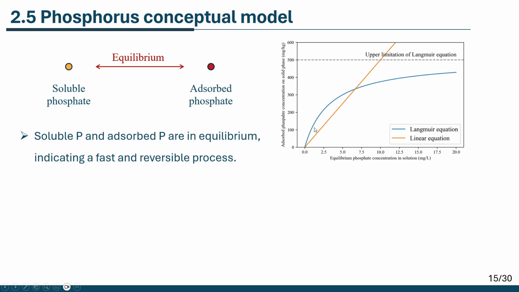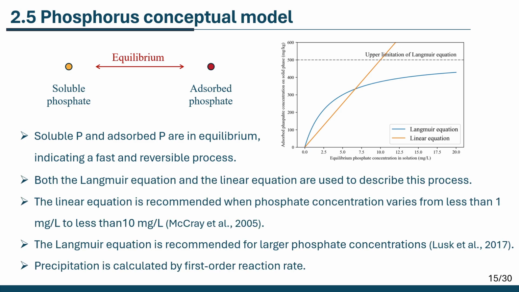On the other hand, the linear equation is super simple and requires just one parameter. However, it doesn't perform well at high solute concentrations. Therefore, we recommend using the linear equation when phosphate concentrations range from less than 1 mg per liter to less than 10 mg per liter. For larger phosphate concentrations, we suggest using the Langmuir equation since it accounts for the limitations we mentioned previously. Okay, this covers the equilibrium description.